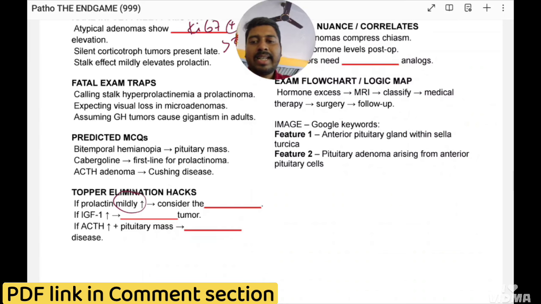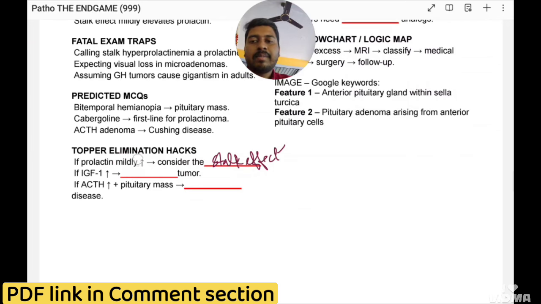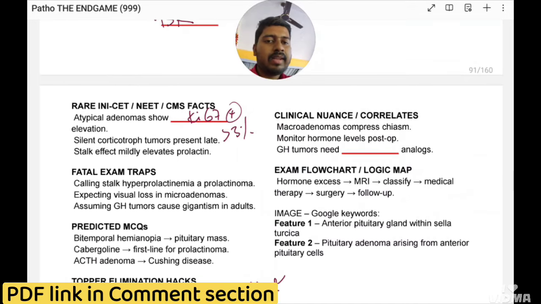If prolactin is mildly increased, consider the stalk effect. Stalk effect is when it is mildly increased. If it is severely increased, very high, then you have to consider prolactinoma. If IGF-1 is increased, then it is a growth hormone producing tumor. If ACTH is increased along with a pituitary mass, then it is Cushing disease. Next, growth hormone tumors need what analogs? Somatostatin analogs.